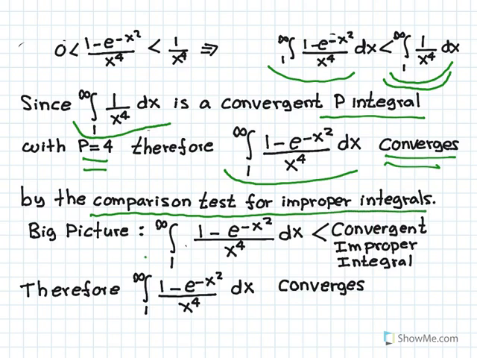We made the integral that we wanted to examine its convergence less than a convergent improper integral, a p integral with p equal to 4. So the integral in question, this integral from 1 to infinity of (1 minus e to the minus x squared) divided by x to the fourth dx, converges because it's less than a convergent improper integral.